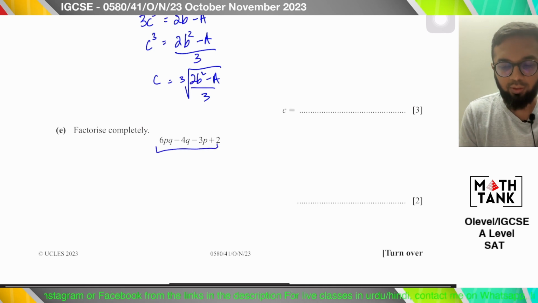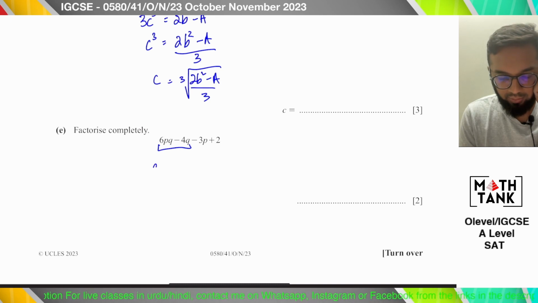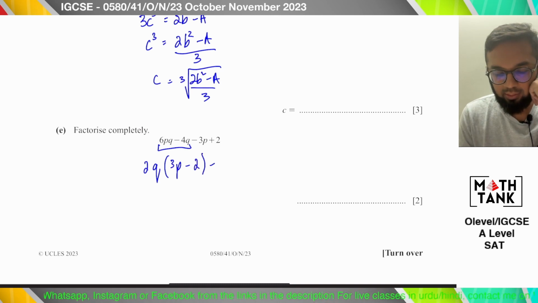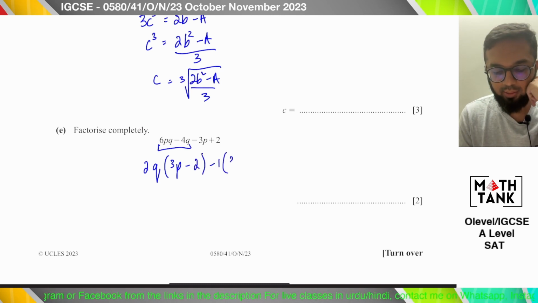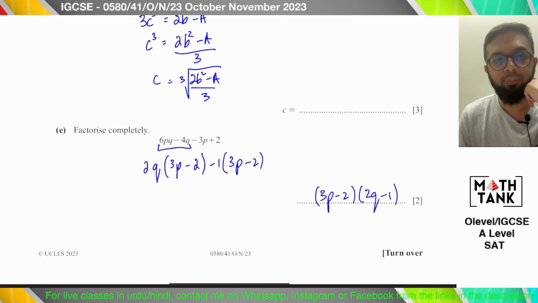I see 4 terms, so that is called factorizing by pairing. So I'm going to make pairs. What is common? p and q are common and 2 is common. 3p minus 2, minus 1, 3p minus 2. So I have (3p minus 2) and I have (2q minus 1).